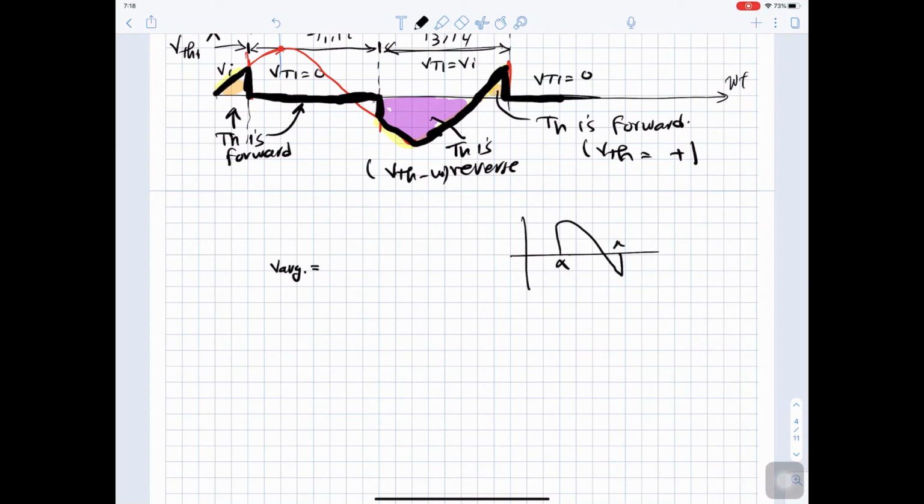Here is alpha, here is pi plus alpha, and the max is V max, and this is V out versus omega t, and this will be the repeated wave. So V average will be 1 divided by pi, because this is repeated 2 times, so we can say it as 1 divided by 2 pi, and we have 2 waves, or we can simply say it is 1 over pi multiplied by the integration from alpha to pi plus alpha of V max sine theta d theta.